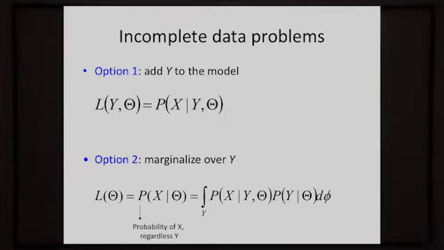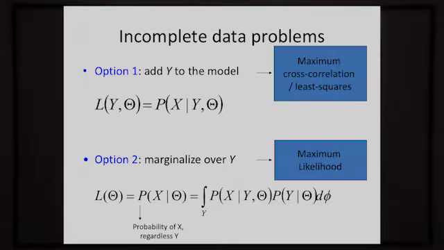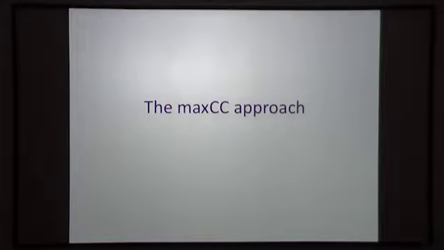Now, option one in cryo-EM has been called maximum cross-correlation refinement, and we'll see in a minute why that is. In X-ray diffraction, in protein crystallography, these approaches have been called least squares refinements. And in both fields, the second option of marginalization has been called maximum likelihood. Okay, let's discuss the maximum cross-correlation approach first.